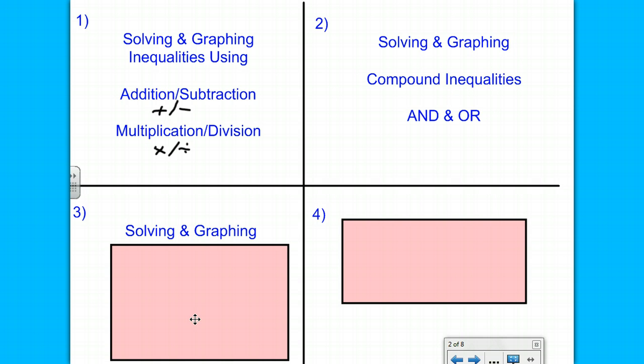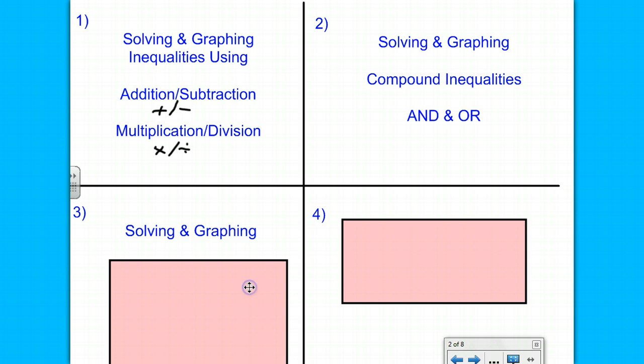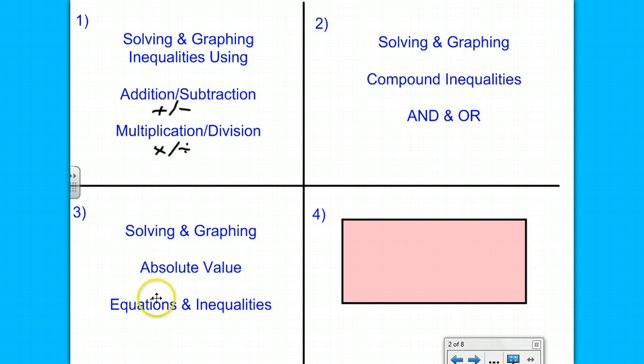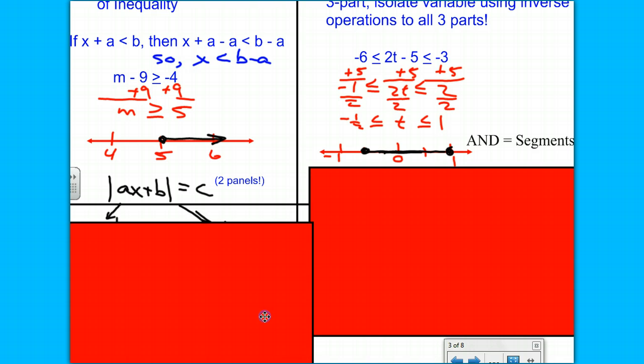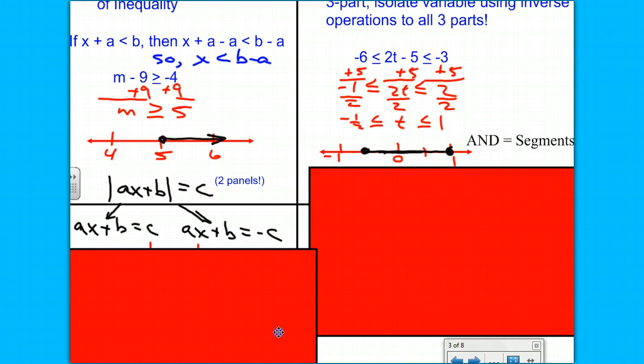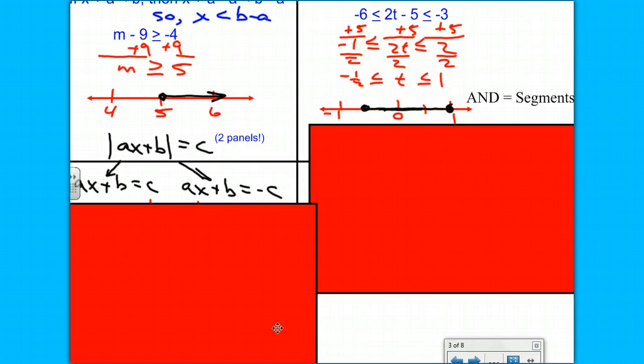Section 3, we started to solve and graph something else. Do you remember what else we did? That's right, absolute value equations and inequalities. Still using the number line. Okay, so we're going to look at this, and you're going to need 2 panels to do it. So we have the absolute value of ax plus b equals c. So this is an absolute value equation, right? And we learned that we can end up going 2 ways with this, right? We could say ax plus b equals c, or we could say ax plus b could equal -c. And that's because it's in an absolute value symbol, right?